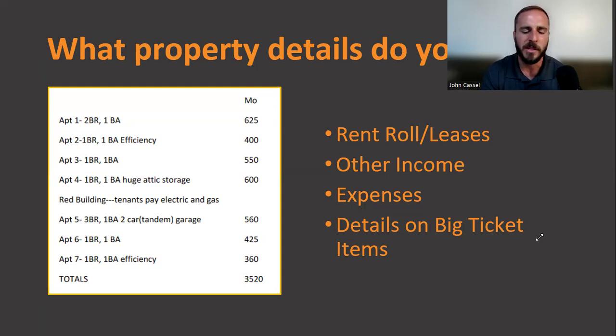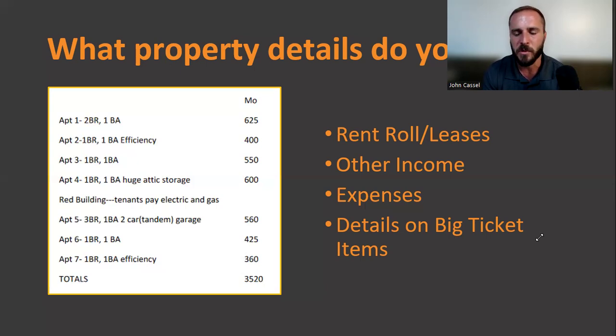You need any other income, so this would be garage income, storage income, pet income, whatever other income the property's collecting other than just the general rents, because that does add to the income bottom line. And then you would want to get a list of expenses from the owner. This can generally be tough. They'll generally provide you with some expenses, but you've got to know which ones they're leaving off.